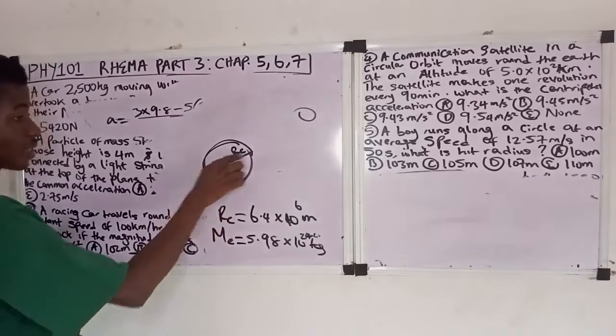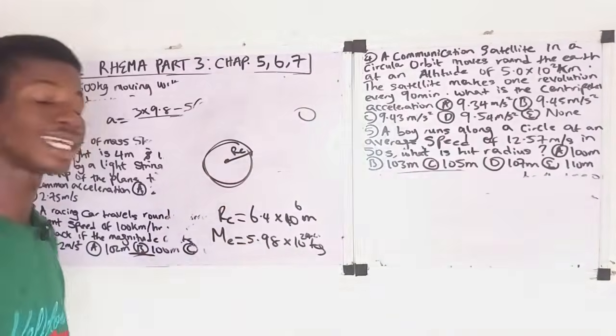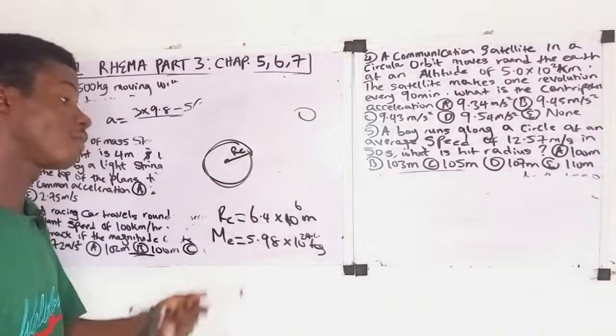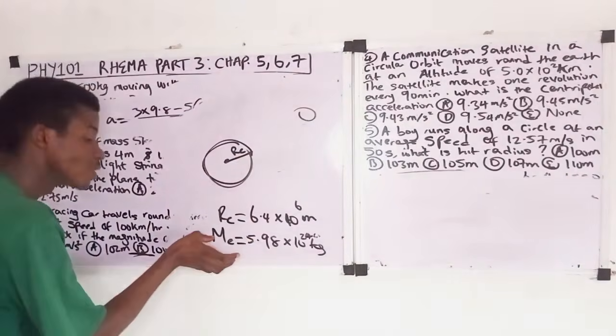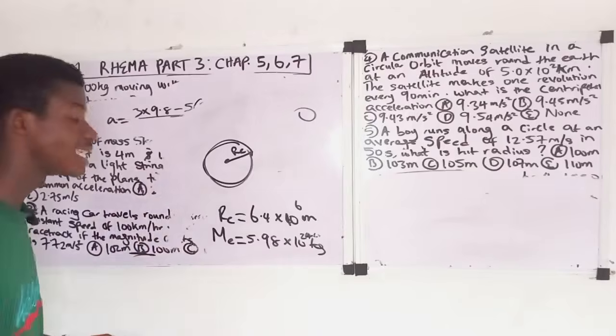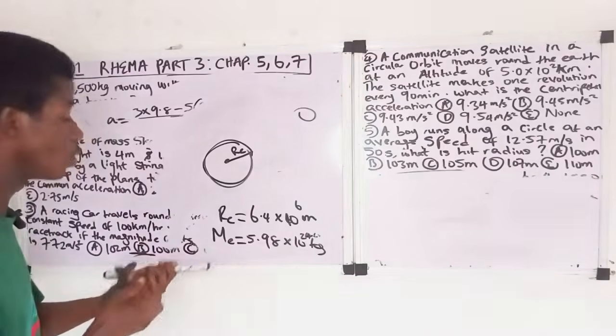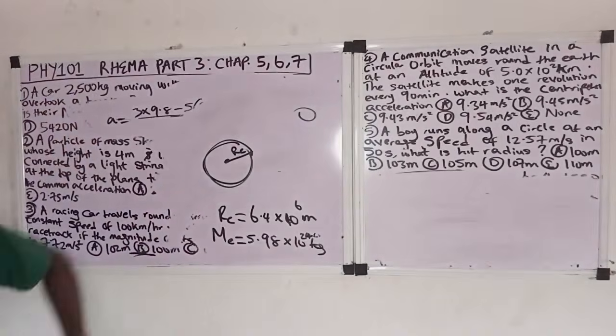Radius, we all know that from here to here, the radius of the Earth is 6.4 times 10 raised to the power 6 meter. Then the mass of the Earth is 5.98 times 10 raised to the power 24 kg, right? Yes, and look at the question.